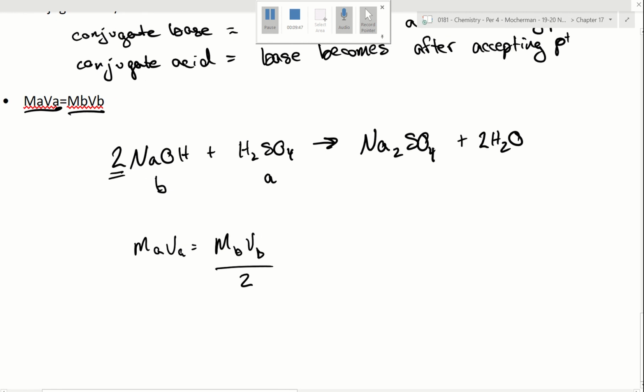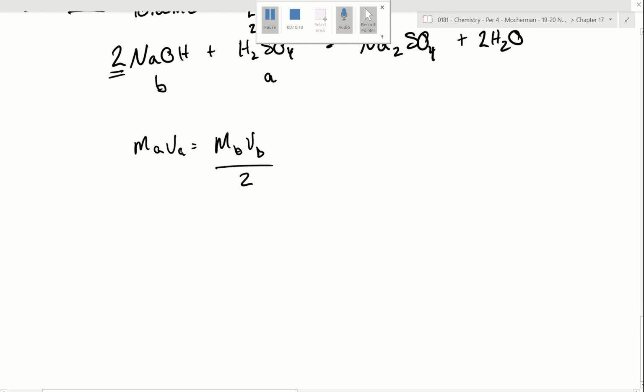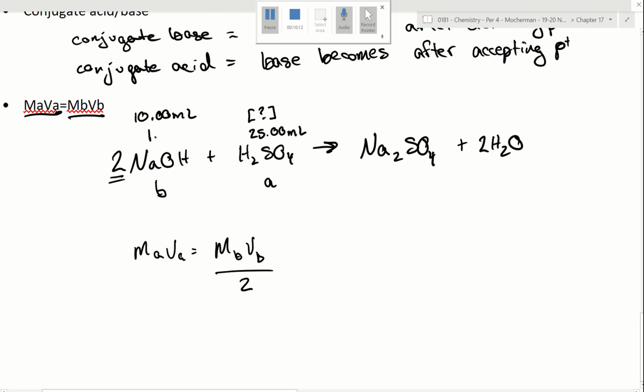So we might give a question about this with an unknown concentration. So we'd say the concentration of the sulfuric acid is unknown, but we have 25 milliliters of it. And then we might be given that it took 10 milliliters of this sodium hydroxide, and it was 1.00 molar. So then we would just plug in what we know.